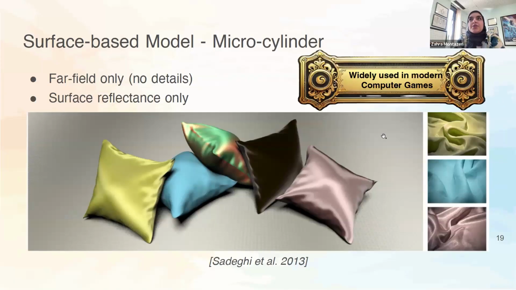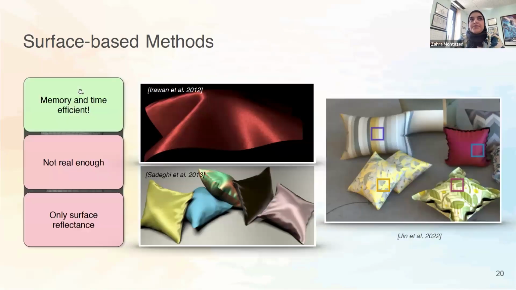And there is this model called macrocylinder, and this is very useful in computer games, but they don't do near field. They only do far field. So all these surface-based models that we discussed, the Irvine model, Sadeghi model, or DreamWorks model, are very fast in terms of memory and time, because technically there is just a mesh being stored. But they don't look good enough. They don't look realistic enough, especially if you zoom in, you don't see the detail. You basically get everything blurred out. And they only do the reflection, but we don't know what happens if the light passes through them.